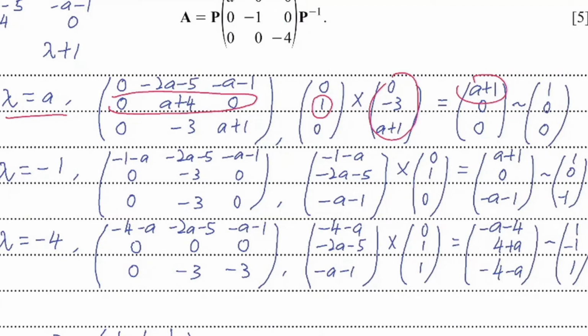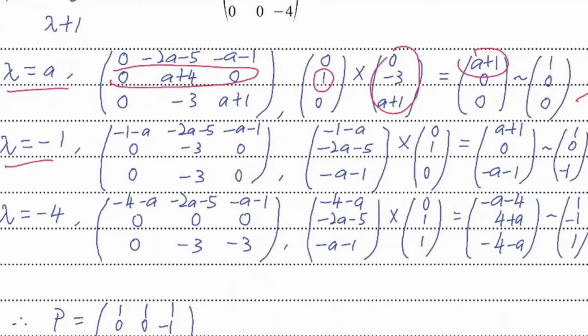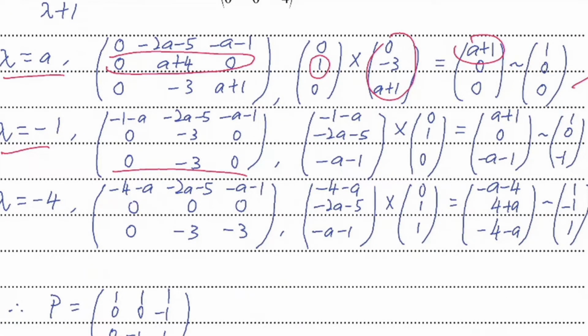Okay, A plus 1, 0, 0. So it could be simplified, right? It could be simplified until we get 1, 0, 0 only. The rest of it is the same. When lambda equals -1, this is the lambda I minus A that we get. So of course, no choice. We could use the first and the second or the first and the third.